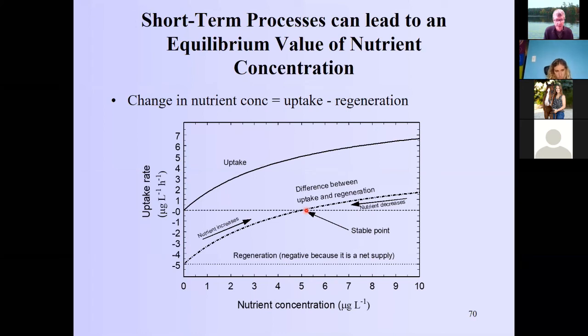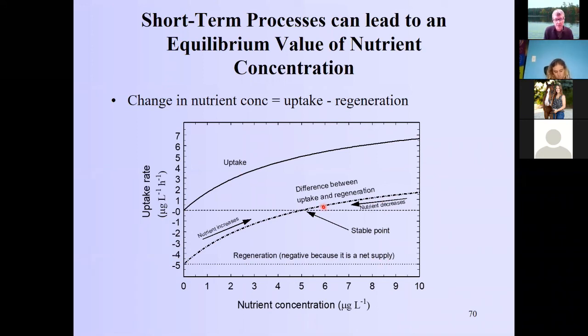The reason for that is that if regeneration is at a constant rate, it's a negative uptake rate, it's supplying nutrients, right? And if you're supplying nutrients faster than organisms are taking them up, the nutrient concentration in the water is going to go up. If uptake exceeds this rate, then the nutrient concentration is going to be driven down. So we have this semi-stable state here.